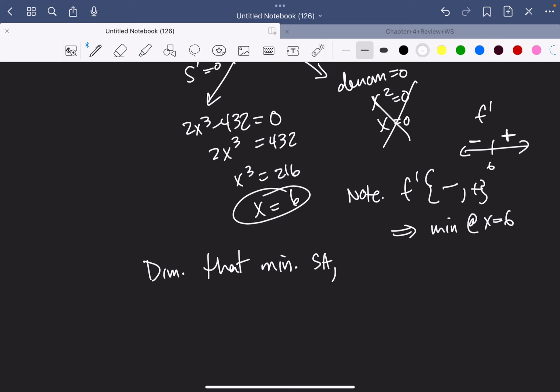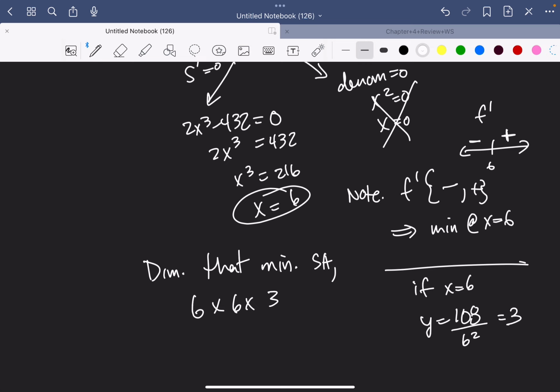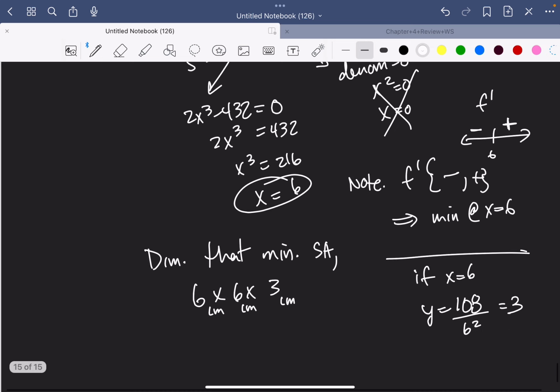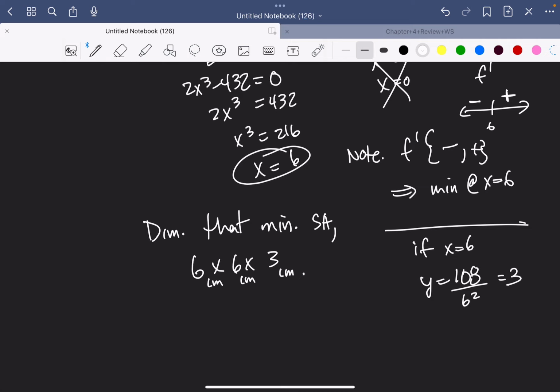So the dimensions that minimize surface area would be 6 by 6 by, and to get the height, notice that if x is equal to 6, y is equal to 108 divided by 6 squared, so it's going to be 3. So these are the dimensions that minimize the surface area.